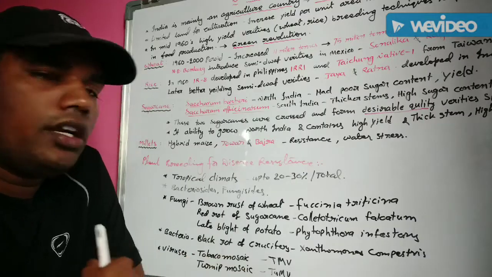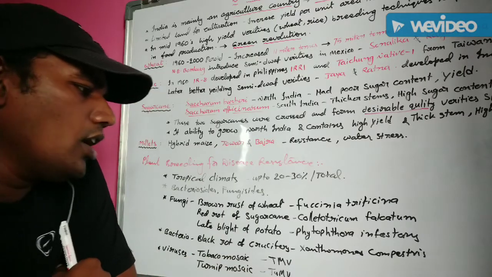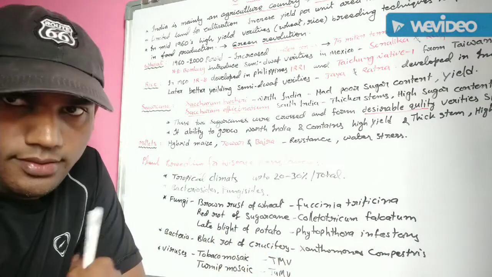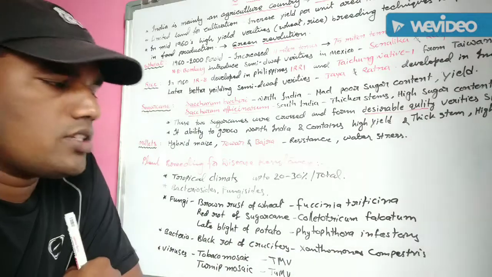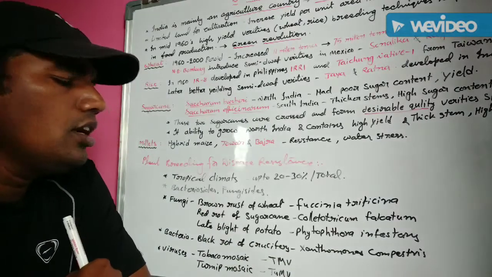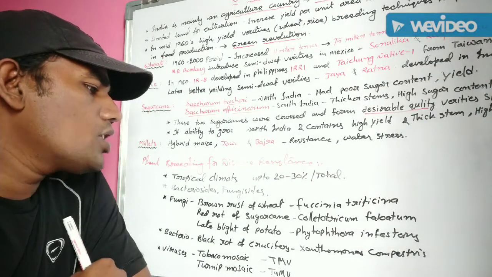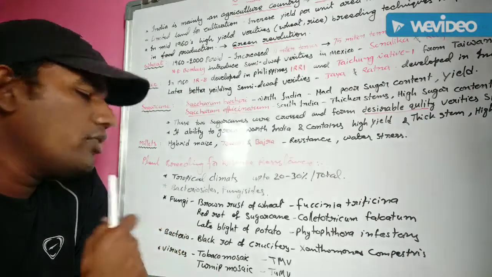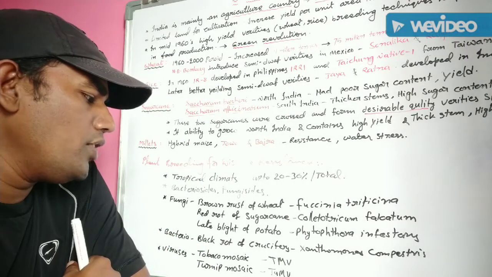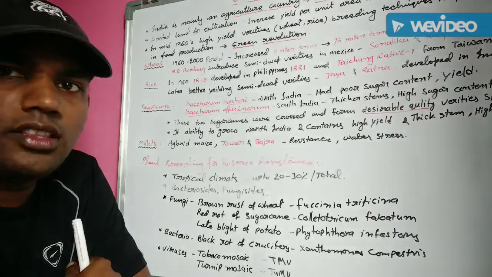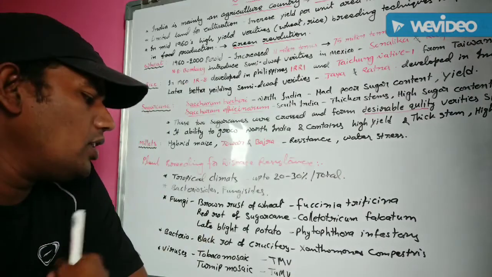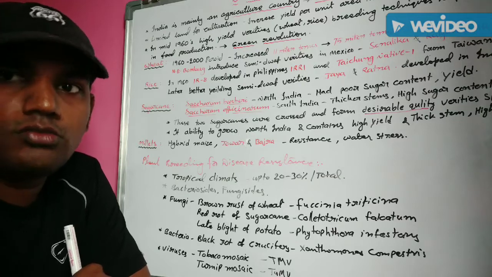Late blight of potato. It is also caused by a fungal organism, Phytophthora infestans. This Phytophthora infestans causes late blight disease in the potato. It is one of the fungal organisms, and by its activity it causes late blight disease in the potato. So the yield is highly decreased by late blight of potato.